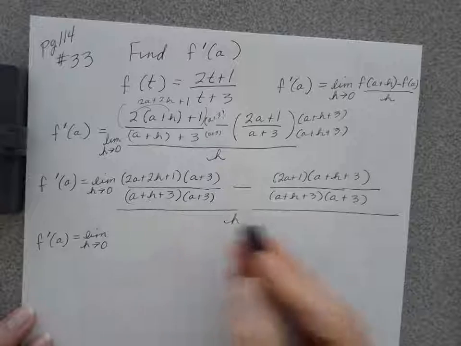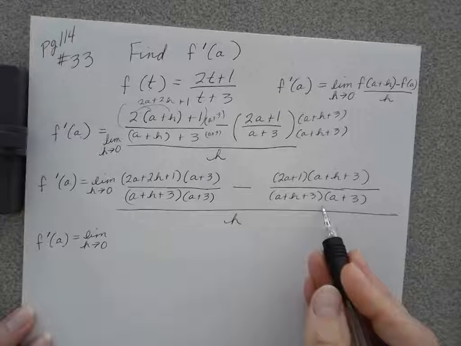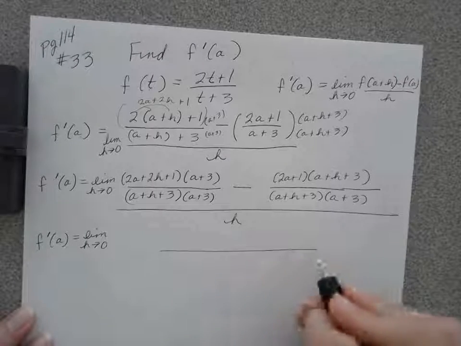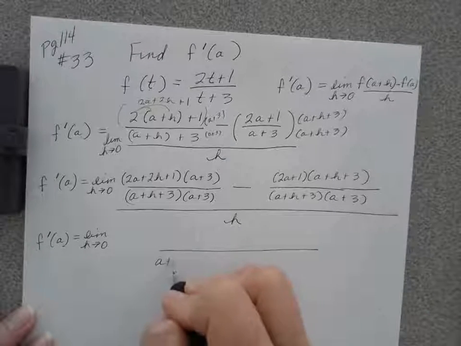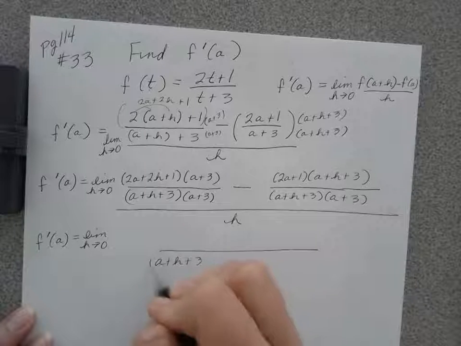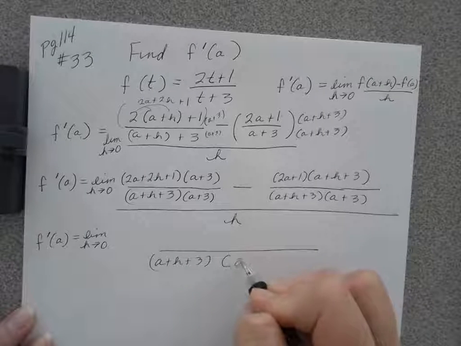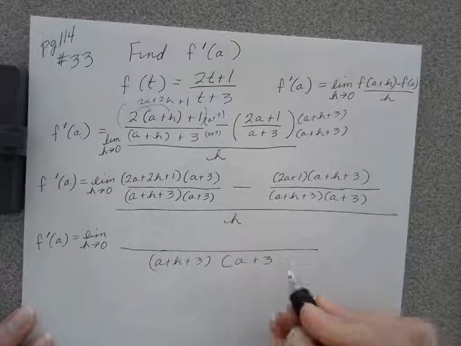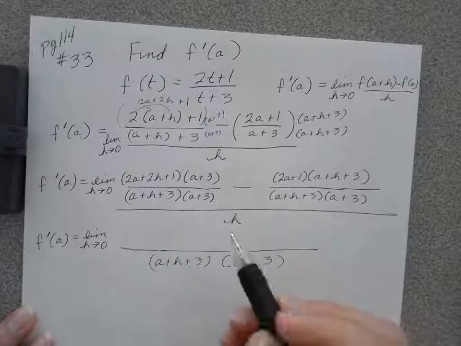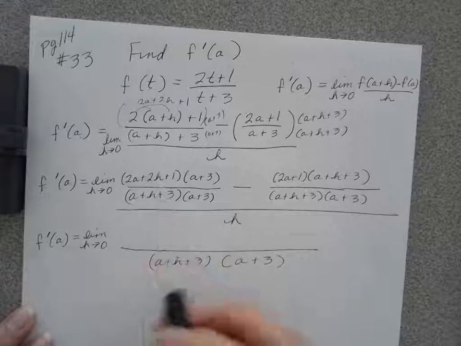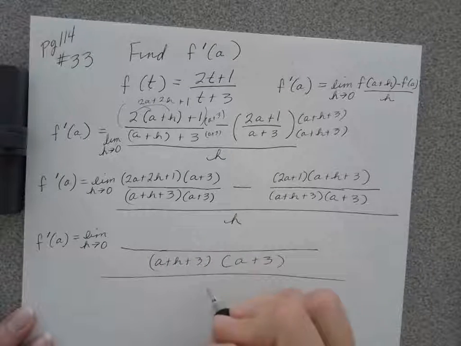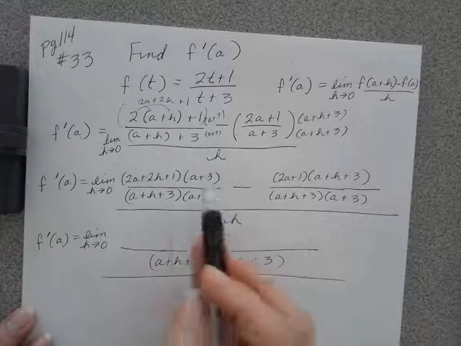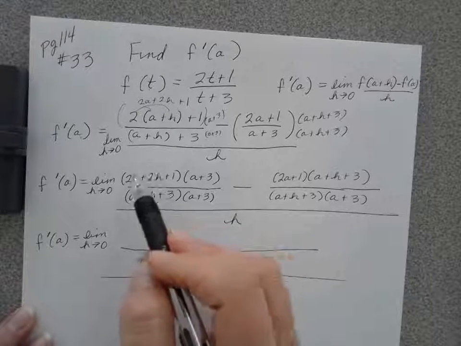So if I subtract two fractions that have the same denominator, the answer is also going to have the same denominator, right? So I'm going to have a plus h plus 3 times a plus 3 as the denominator. So now we just need to figure out what the numerator is going to be. And then that whole thing is going to be over h still.